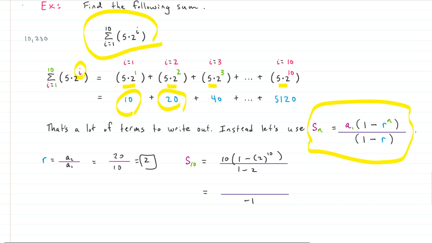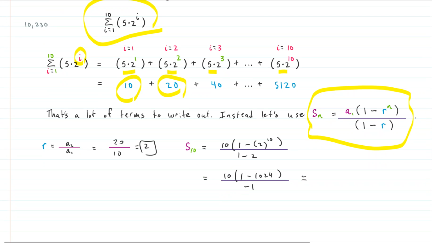What is 2 to the 10th power? That is 1024. So we have 10, and we have 1 minus 1024. 1 minus 1024 gives us negative 1023. So we have 10 times negative 1023 all over negative 1. The 10 times negative 1023 gives us negative 10,230 all over negative 1, and the negatives will cancel, and that just leaves us with a positive 10,230.